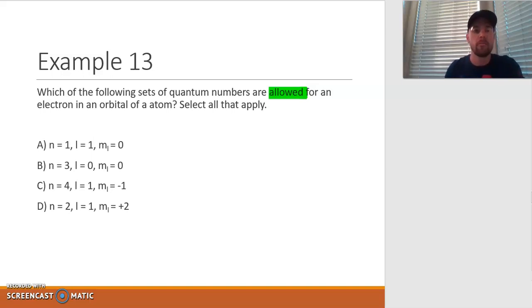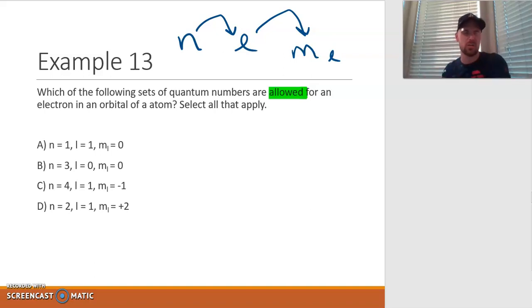Reminder that when you know the n value, you can then know what the allowed values are for L. And once you know the L value, you can then know the allowed values for m sub L. They kind of build on each other. So first thing I'm going to do is compare the n value to the L value. If n equals 1, can L equal 1? No. That's not allowed. If n equals 3, can L equal 0? Yeah. Because the maximum value for L would be 2. So it could be 0, 1, or 2. So that's allowed. So B so far is a good contender.